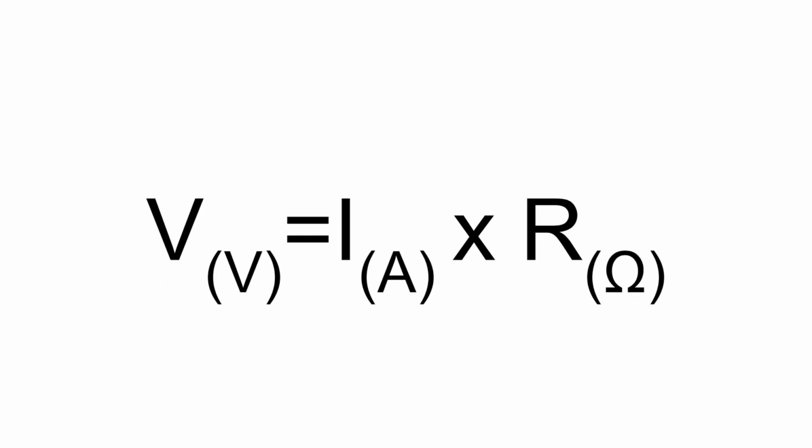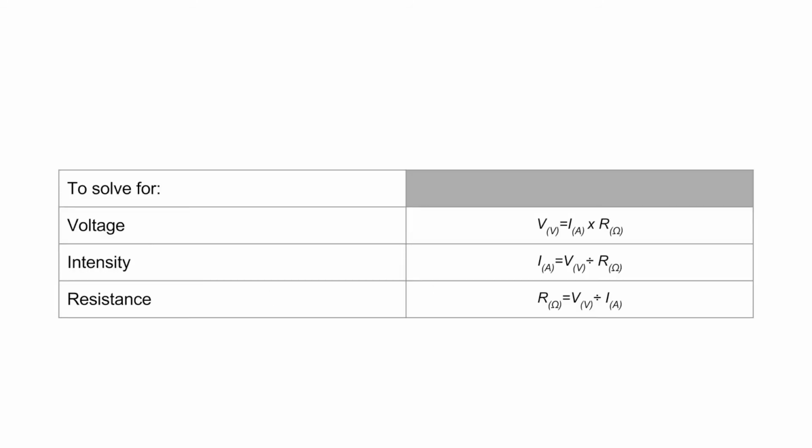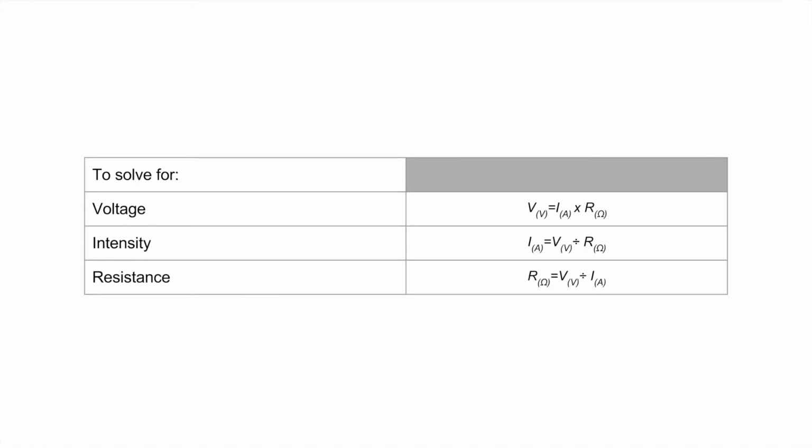Now, something that this law is very useful for is finding the value of one variable by knowing two other variables. For example, calculating the resistance of a circuit by knowing its voltage and intensity. In fact, by playing around with the terms of Ohm's law, we find out the following. To solve for voltage, you can just multiply the intensity by the resistance. To solve for intensity, you can just divide the voltage by resistance, and to find the resistance, you can just divide the voltage by the intensity.